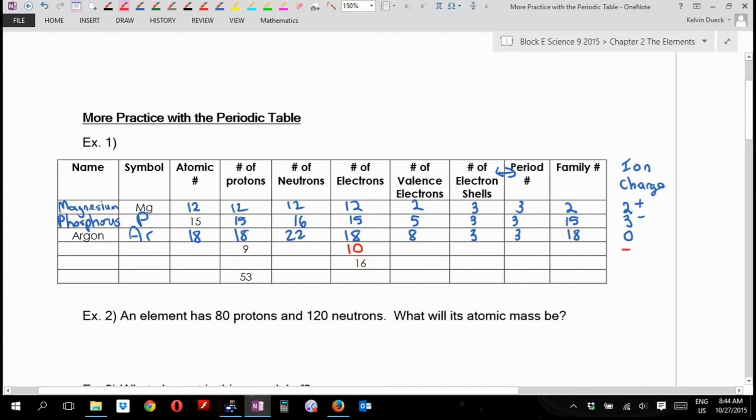Let's walk through this. First of all, how many protons? 9? Okay. He just figured it out. You got that, did you? Okay. So, how many protons? 9. What's its atomic number then? That's how it's defined. So I can fill that in.